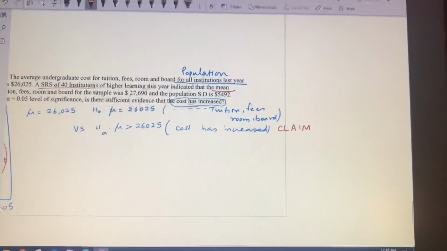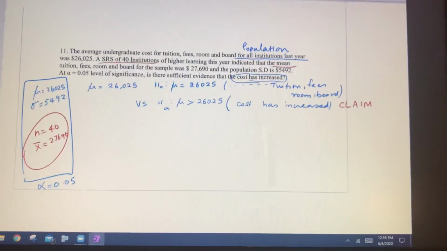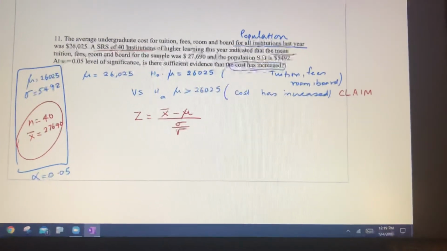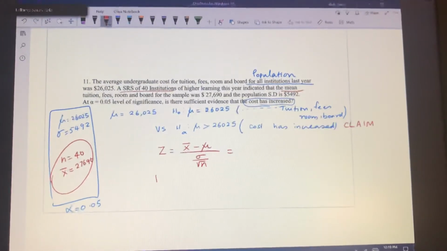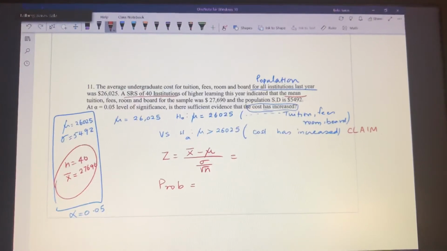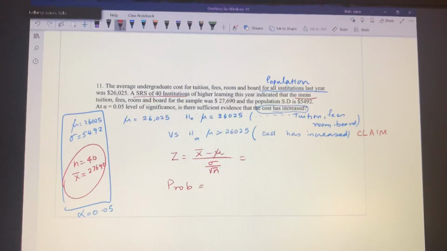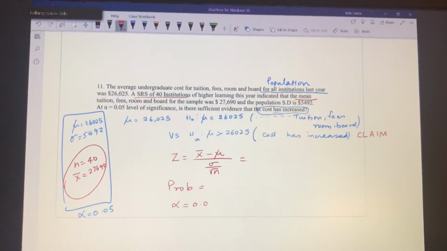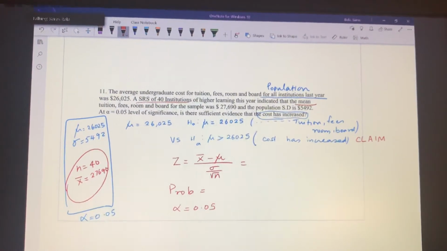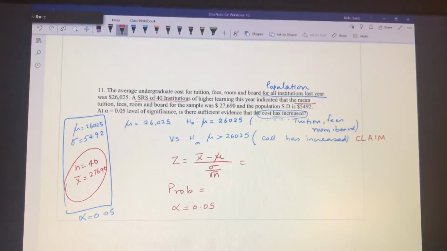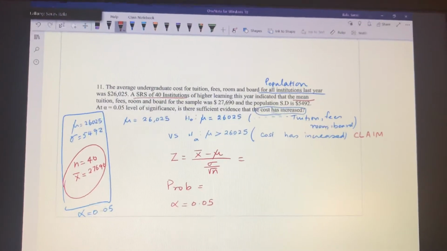Okay, so now the next step, I'm going to have the z-score, x bar minus mu over sigma over square root of n. So with all the numbers I'm going to get the z-score, and then the next one is the probability. Once you get the z-score, obviously you're going to get the probability, and you're given alpha equal to 0.05. So if your p-value is less than or equal to alpha, you are going to reject the null hypothesis.